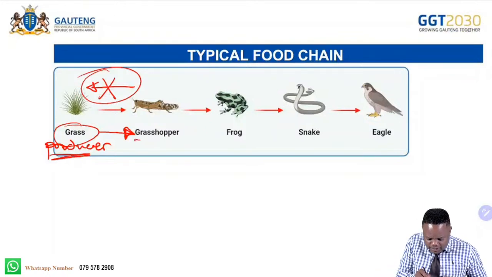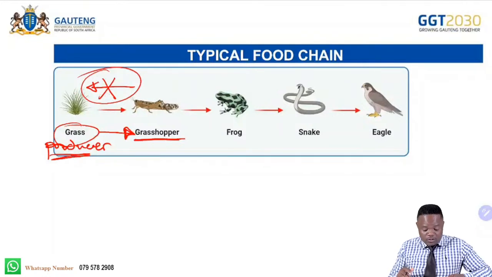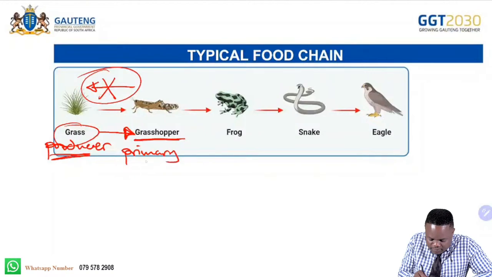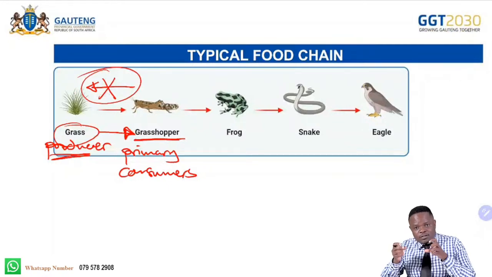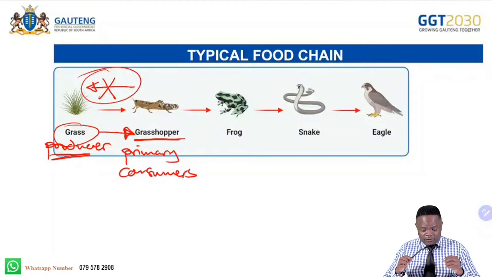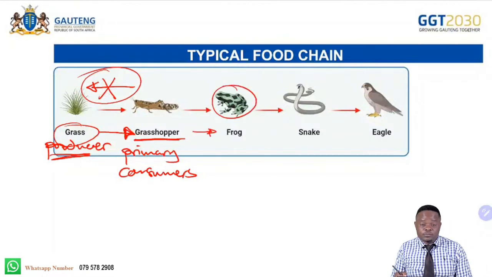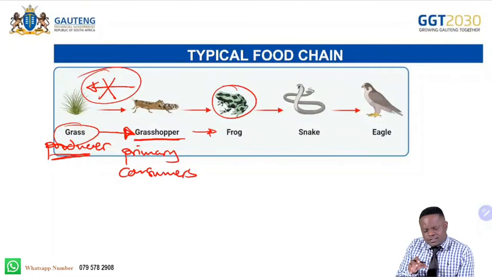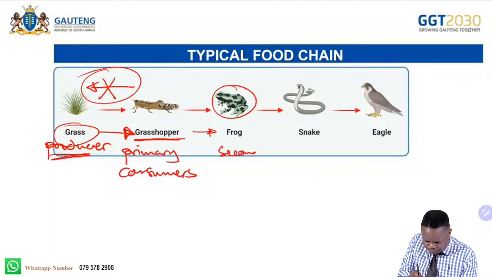Now, this grasshopper, we have a special name for the group of animals that actually eat our producers. Okay, we call them primary consumers. So you move from your producer, you go to the primary consumer, right? A typical example being a grasshopper, and these are animals that eat plants. Then your grasshopper is going to be eaten by the frog. Okay, and then we have a special name for animals in that section again, just like that frog. Remember from primary school, where do you go to? You go to secondary, isn't it? So you have what you call secondary consumers, right?